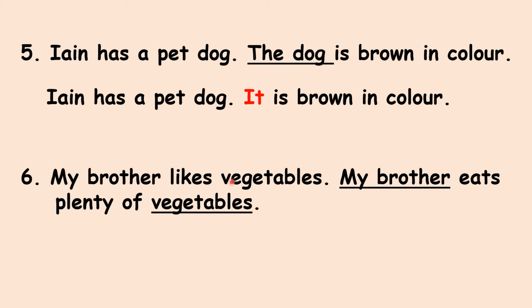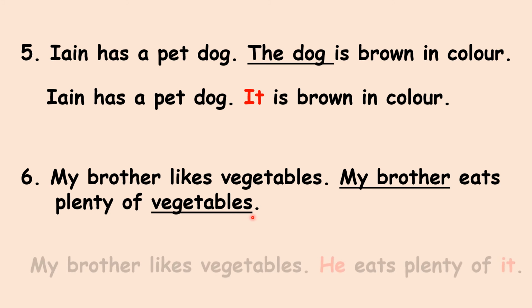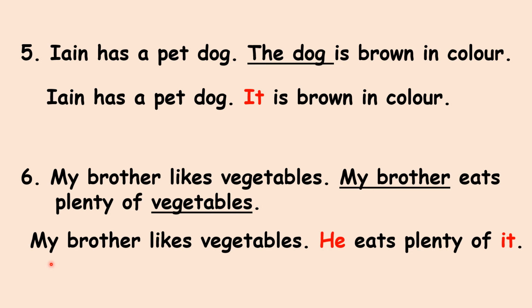My brother likes vegetables. My brother eats plenty of vegetables. Now here children, my brother is underlined and vegetables are underlined. So you will use the pronouns. My brother likes vegetables. For my brother you have used he. And for vegetables, which is a thing, you have used it. My brother likes vegetables. He eats plenty of it.